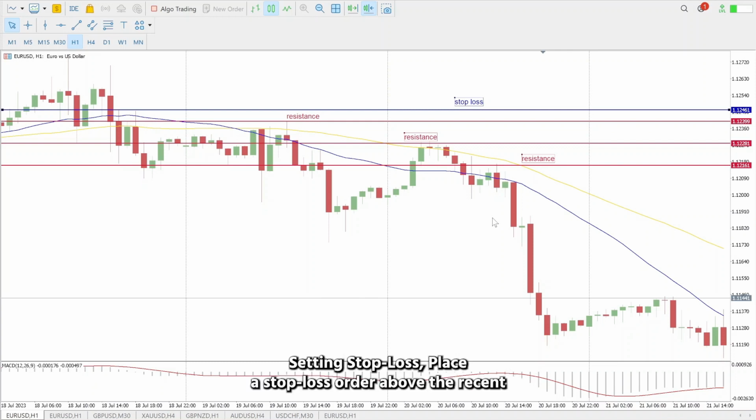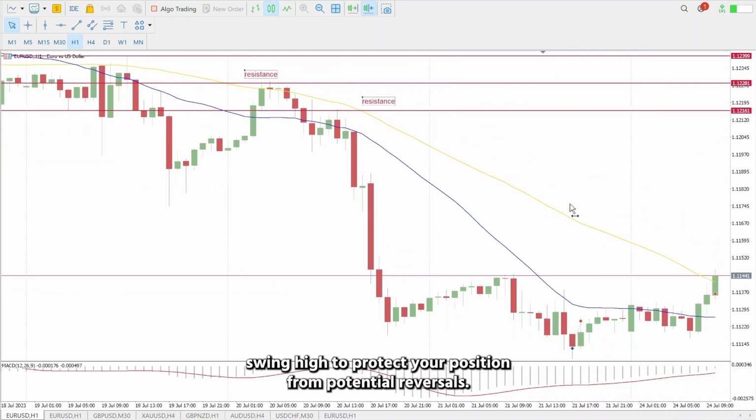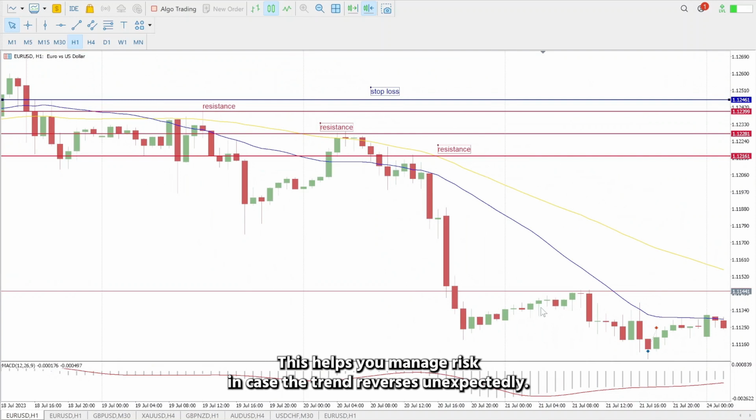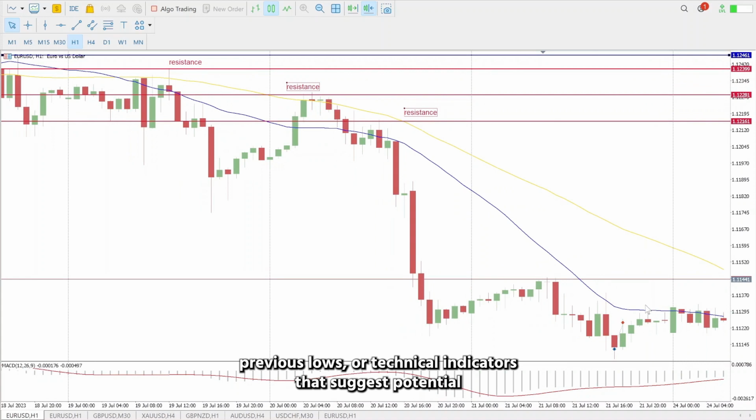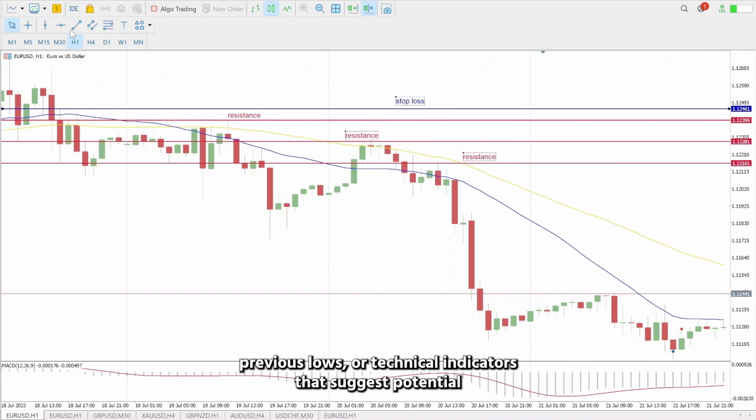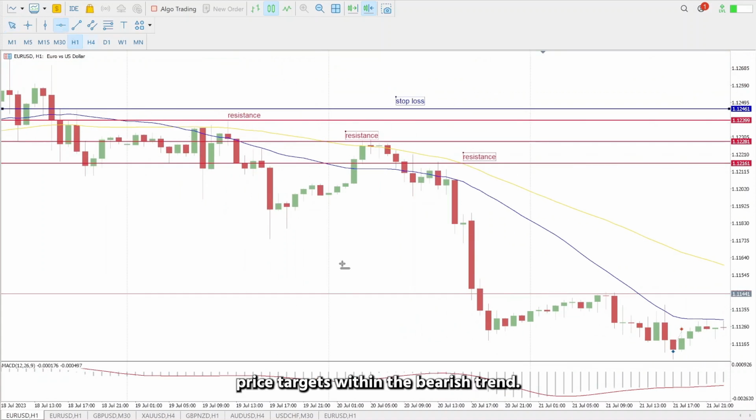Setting stop loss. Place the stop loss at or above the recent swing high to protect your position from potential reversals. This helps you manage risk in case the trend reverses unexpectedly. Setting take profit. Set the take profit level based on key support levels, previous lows, or technical indicators that suggest potential price targets within the bearish trend.